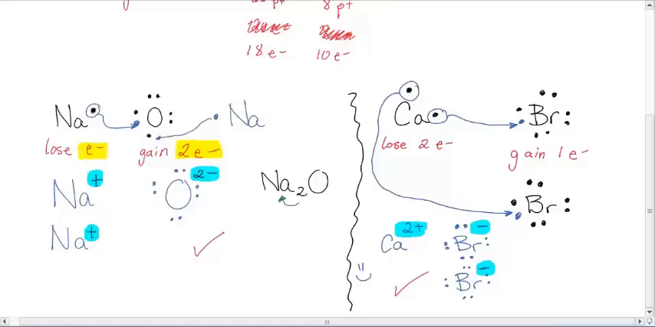And I can again write this like a formula. So if I wanted to know what's the formula for the ionic compound that calcium and bromine can make, well, I need 1 calcium to bond with 2 bromine. All right, so this tells me that it's going to take 2 bromine atoms to bond with a single calcium.